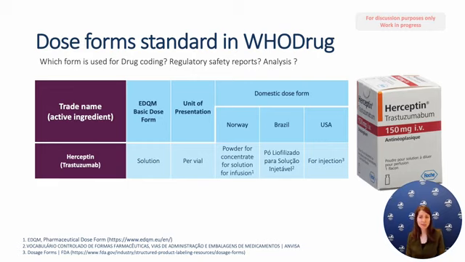Additionally, domestic dose forms will be presented for each product depending on the country of sales. And here I have included examples for Norway, Brazil, and USA. For Norway, here is represented the appropriate pharmaceutical dose form from the IDMP terminology. The standard for dose form ultimately will impact ease of drug coding, compliance with regulatory recommendations when submitting safety reports, and effective analysis.